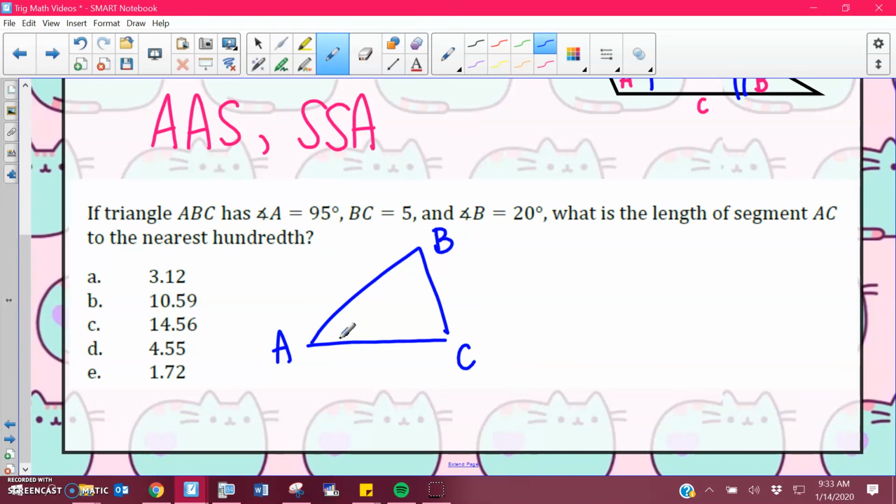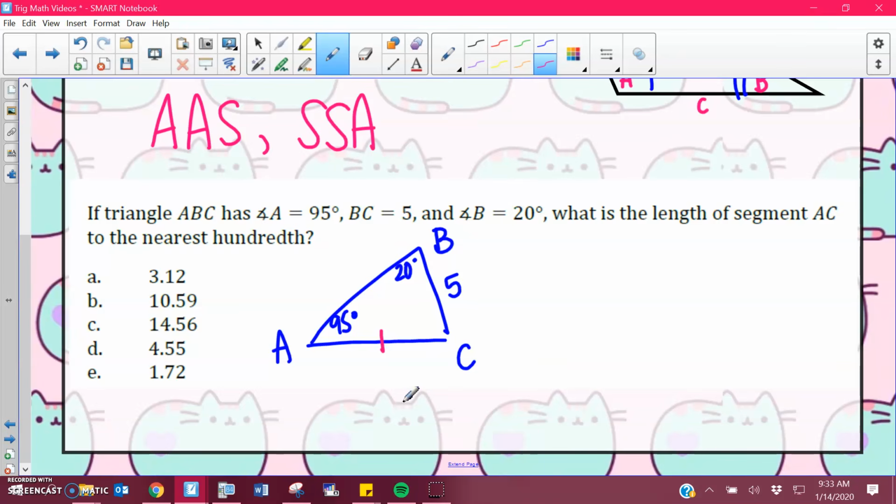And I'm going to label what I know. So I know that angle A is 95 degrees. I know that side BC is 5. And I know that angle B is 20 degrees. I know that all the angles in a triangle add up to 180. So I can see that that last angle is not going to be a 90-degree angle, which is unfortunate. But now I can use the law of sines to find this. What I want to find is the segment AC right there.